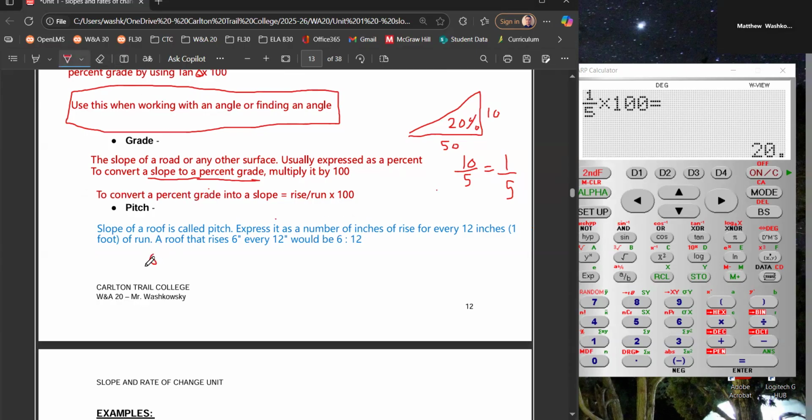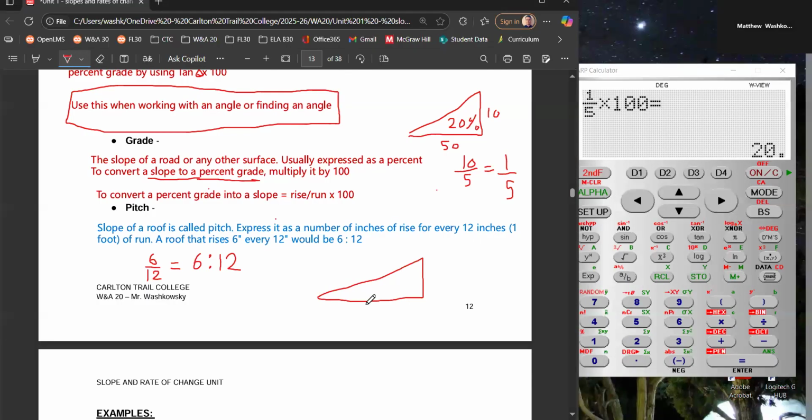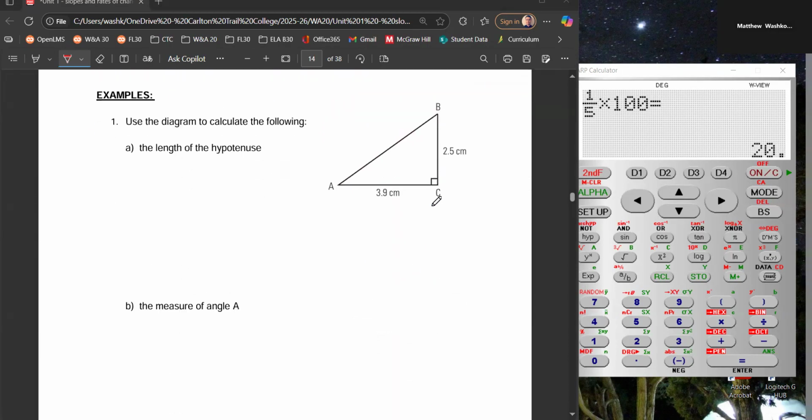A 6/12 slope is the same thing as a 6/12 pitch. Okay? Again, what would this look like? Imagine a roof. This is saying, hey, this is 12 inches of run here. For every 12 inches of run, every foot, I can see it rises 6 inches. This is important because sometimes you get houses with really slanted roofs, and sometimes you don't. And that comes into play with stuff.